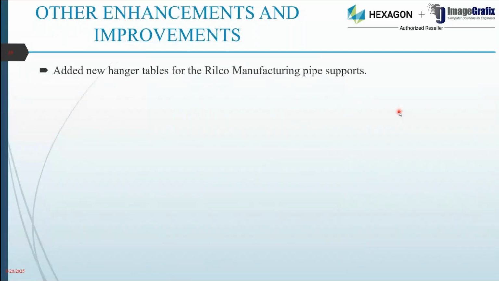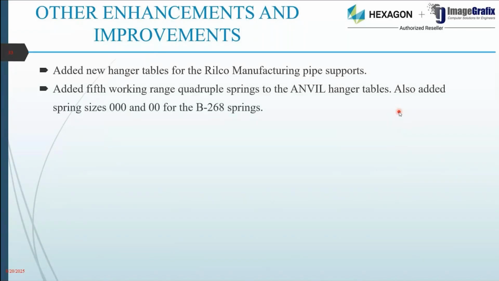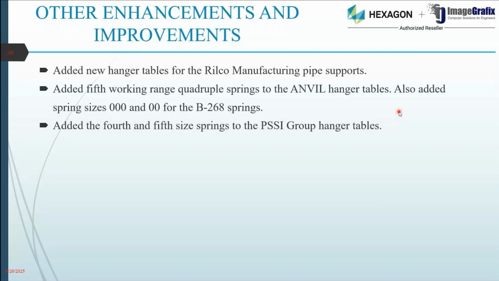There has been a new hanger table for manufacturers' pipe supports included. That is, the Relco manufacturing hanger table data has been included. And for the annual hanger tables, the fifth working range has been included. That is, spring sizes 000 and 00 for the B268 springs have also been included. Similarly, the fourth and fifth size range for the PSSI group's hanger tables have also been included.